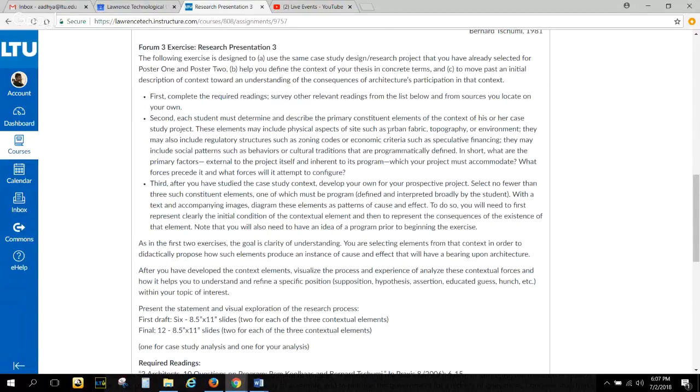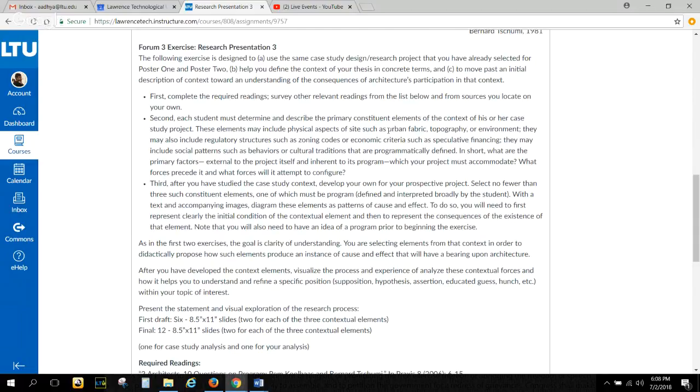Now, for your project, I want you to look at 3 contextual elements, and within those you are required to consider one of the elements as program. How you want to define program is up to you. There is enough reading and case study analysis to help you frame that for yourself. But one of the contextual elements that you need to highlight and present for your project is program. The other 2 can be anything.